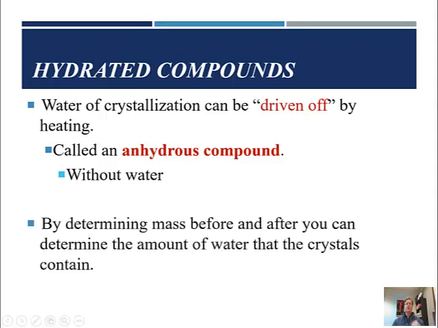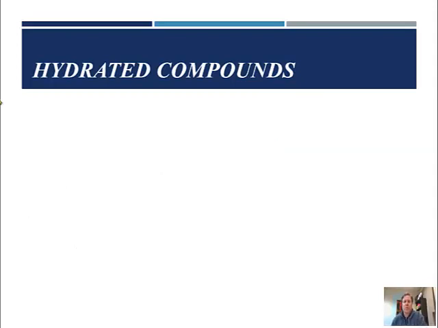Okay, and so if we know the mass of a hydrated compound before we heat it, and then we heat it up and find out the mass afterwards, the difference between those two is how much water was in that sample. And we can use that information to find out what the hydrate is. Is that pentahydrate, hexahydrate, heptahydrate? Okay, so let's talk about how we can do that real quick.